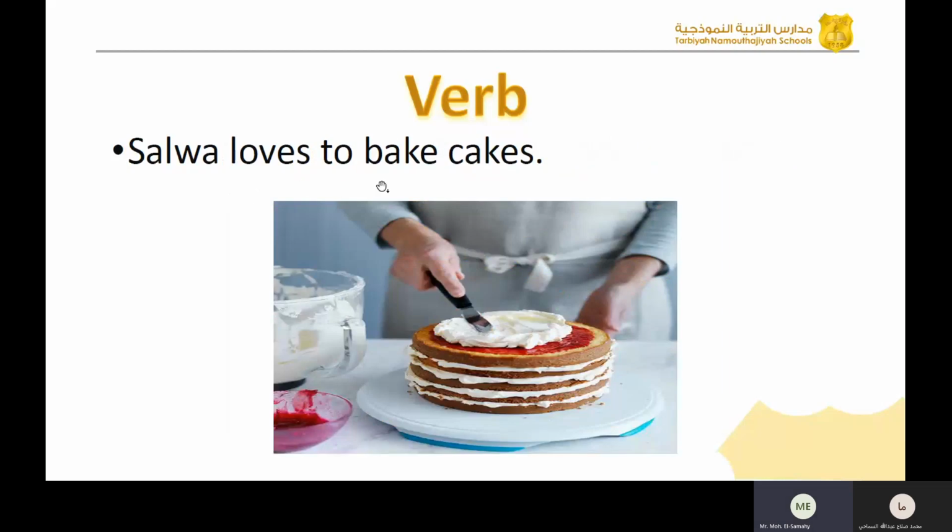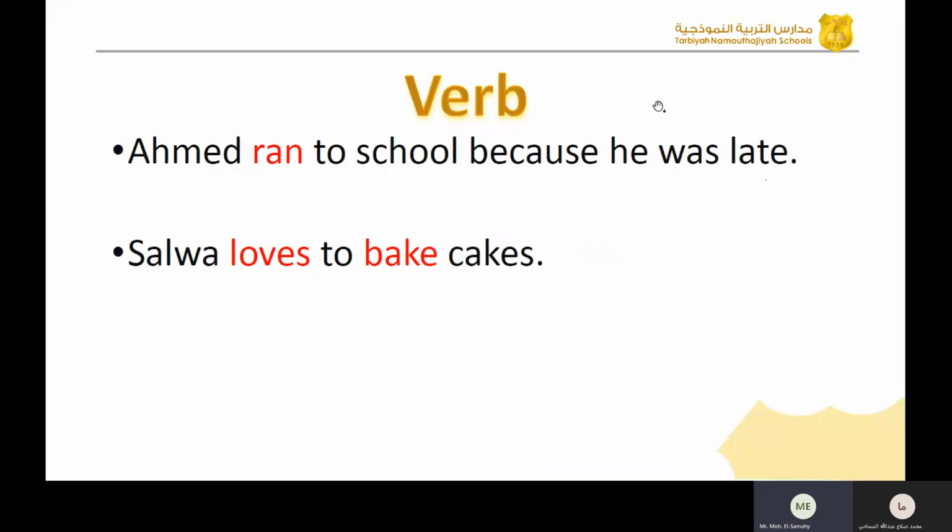Salwa loves to bake cakes. Here in this sentence, we have two verbs. The first verb is loves. Salwa loves. She loves what? She loves to bake cakes. So we have in the first example, Ahmed ran to school because he was late, and Salwa loves to bake cakes.